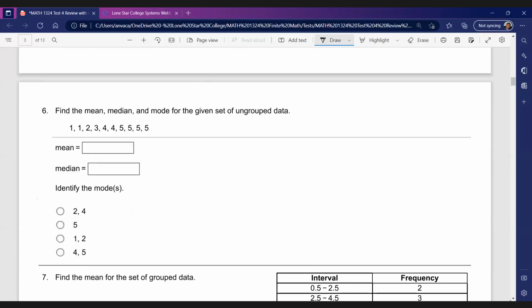All right, in example number 6, we want to find the mean, the median, and the mode. Okay, so one thing that I like about this set of ungrouped data is that it's already in order from lowest to highest, or it could also be from highest to lowest. As long as it is in order, then we can find the median. Okay, all right, but let's go ahead and erase that. Let's see. First, let's find the mean. To find the mean, again, we add up the data values.